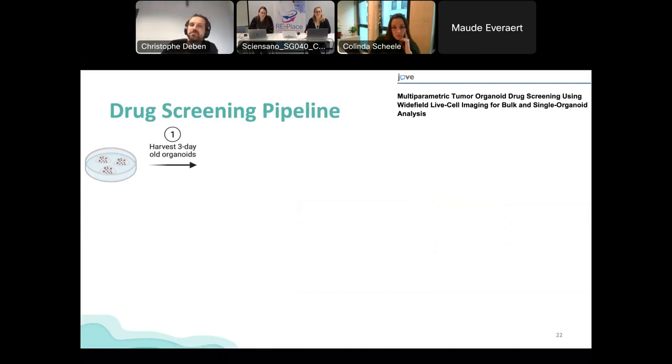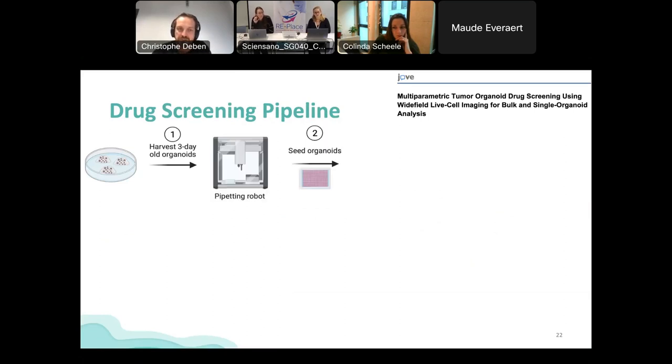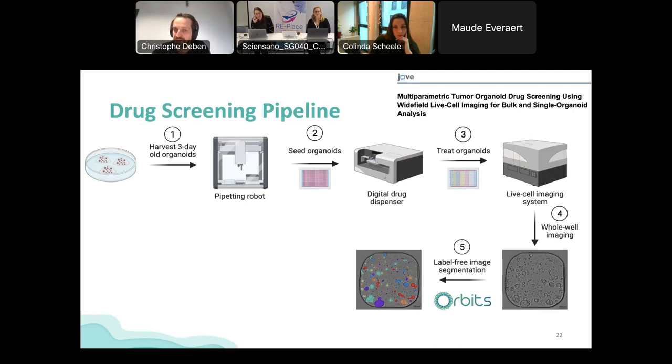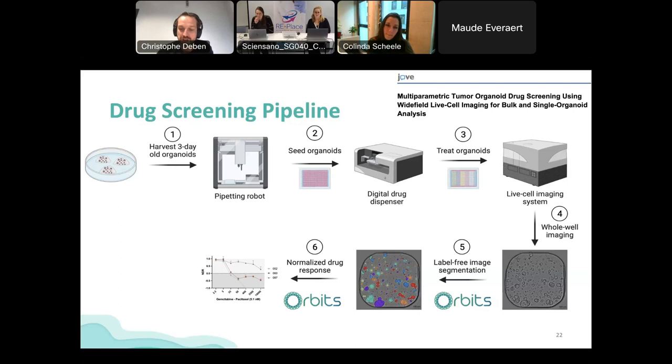So some more information about the drug screening pipeline that we apply. This is also published in JoVE, so we're really open to help if you want to implement the screening methods in your own lab. So the conventional way, if you know how to grow organoids, you grow them in domes. We culture them for 3 to 4 days to have already mature organoids. Then we use a pipetting robot to seed the organoids in 384 well plates. And then we use a digital drug dispenser to very accurately dispense different concentrations of different compounds to these wells. And then, of course, we use live cell imaging for taking the images and Orbits for quantifying and extracting data from the images. And now Orbits also has a fully automated data analysis pipeline afterwards. It automatically calculates all these different metrics like the NOGR, NDR, relative viability, and so on, and also at a single organoid level.